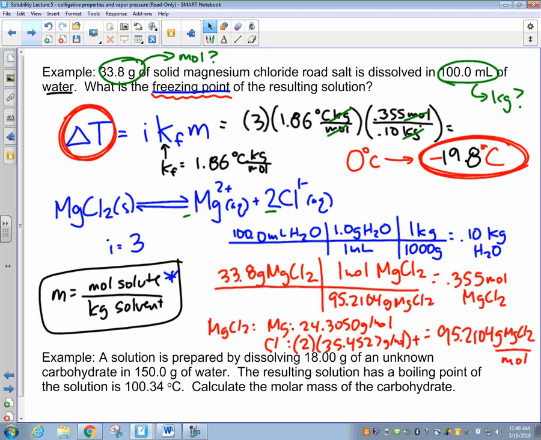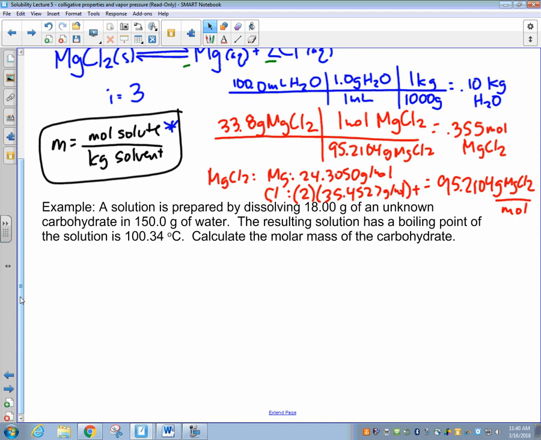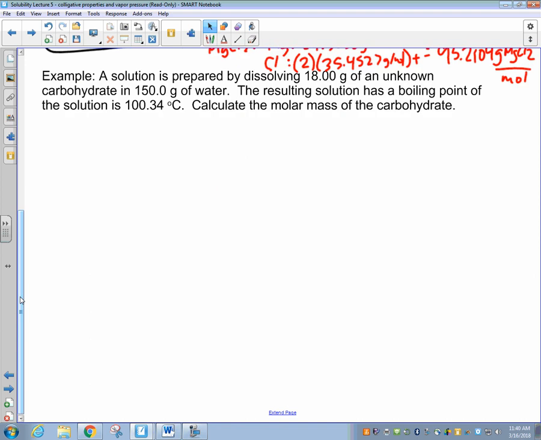All right, now next we've got one more example problem we can do here. As it turns out, this last example problem is kind of a laboratory problem, which is really useful in terms of utilizing colligative properties in order to determine the identity of unknown species in solution. So this particular problem is going to be a problem in which we are going to dissolve some unknown carbohydrate into a certain amount of water. And when we look at that solution, we're going to measure its new boiling point. And we want to use this information to calculate the molar mass of that carbohydrate.